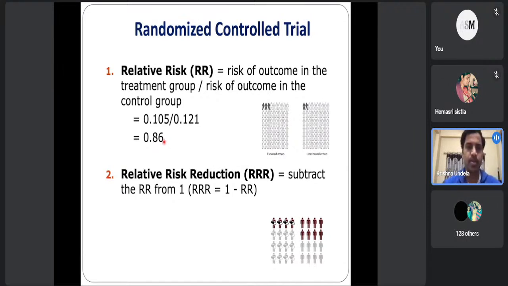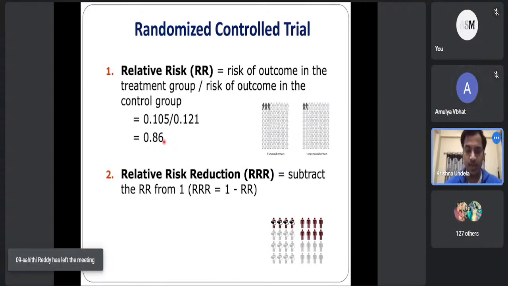And how much less is it? I mentioned there's a lesser chance of getting the outcome, but we need to quantify how much less compared to the placebo. How are we going to quantify that? How much less? I think I explained very clearly in the last class. 1 minus 0.86. And how much are you getting? 0.14, right? We can say that people who received empagliflozin have 0.14 times less chance of getting the outcome compared to the people who received the placebo.